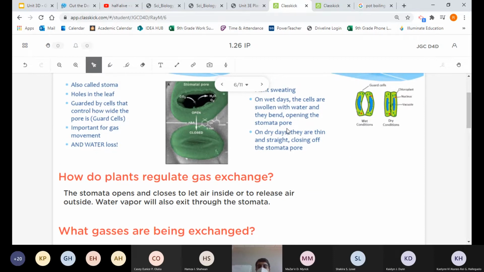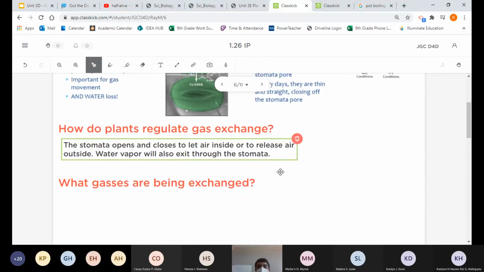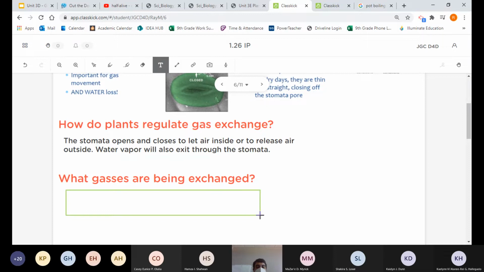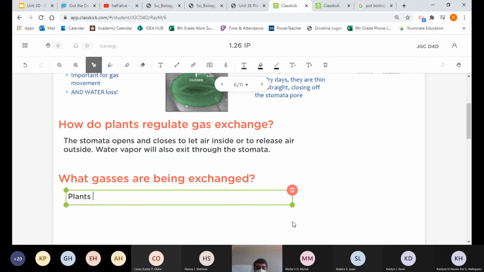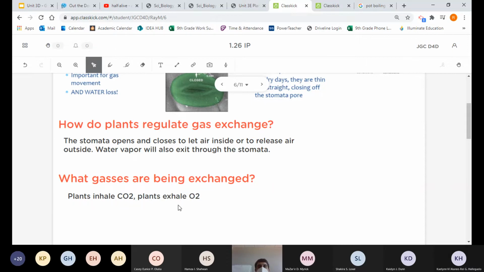So as Casey said here a second ago, we have wet days and dry days, right? So on wet days, the cells are swollen with water and they bend, opening the pore, which means that carbon dioxide can go in. On dry days, they are thin and straight, closing off the stomata pore. And actually, we'll talk about that in a second. So the gases that are being exchanged are going to be: plants inhale carbon dioxide, plants exhale oxygen. So that means that carbon dioxide's coming in, oxygen's going out. And water vapor.